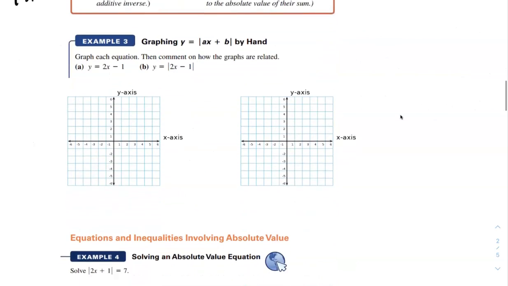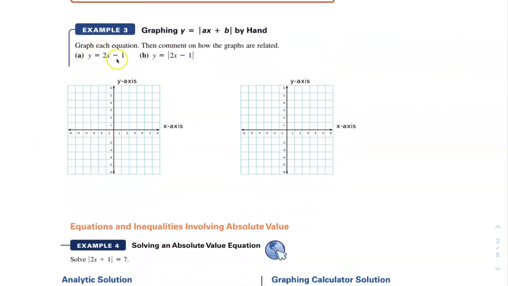Okay, next part. Let's graph this by hand. They want us to graph y equals 2x minus 1 and the absolute value of y equals 2x minus 1 by hand. Well, we should know how to graph that. Y-intercept of -1, slope of 2. So I'm going to go up 2 over 1. So my graph looks like this.